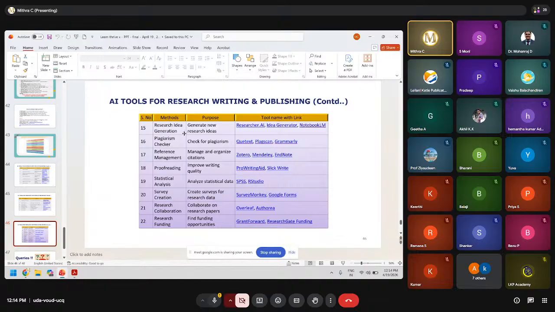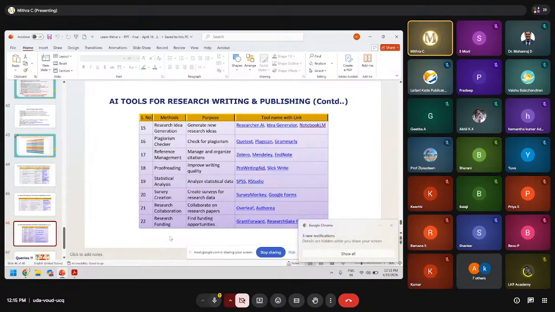For research ideas, some people may not be aware of what kind of research idea to go through. For that also we have researcher.ai. For plagiarism check, Turnitin, Grammarly, and for reference management, Zotero, Mendeley, EndNote will be there. For proofreading, we have SlickWrite. That will be very good. And statistical analysis, SPSS, that is Statistical Package for the Social Sciences, R Studio, and for survey creation, survey tools will be useful.